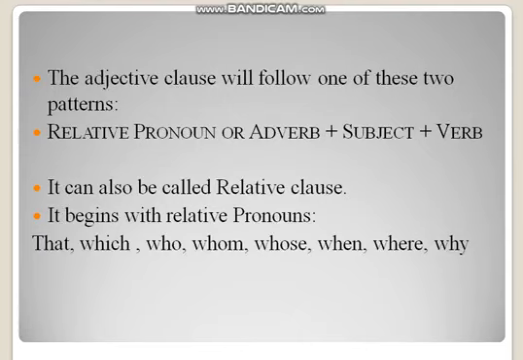The adjective clause will follow one of these two patterns. It is always following this type of pattern, that it consists of a relative pronoun or an adverb at the start, then its subject and then verb. As we have discussed, as it is a clause, it would have a subject and verb as well, but it would always start with a relative pronoun or adverb. That's why it is also known as relative clause.